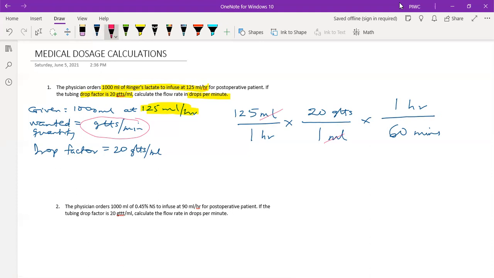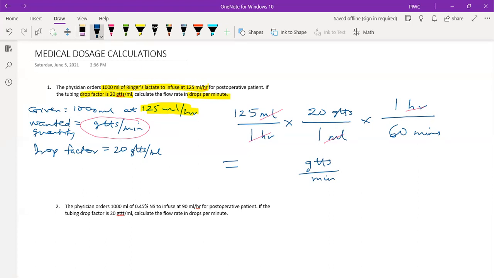Now what can I cross out? See, the hours will cross out. And then at the end, you see that we are getting the drops in the numerator and then the minutes in the denominator. Okay, so it means that our setup is correct. Now we can multiply this out and come out with our desired answer, which is GTT per minute. So let's do that now. You can use your calculator to do this, or you can cross out and reduce to lowest terms. Okay. So let's multiply this out.